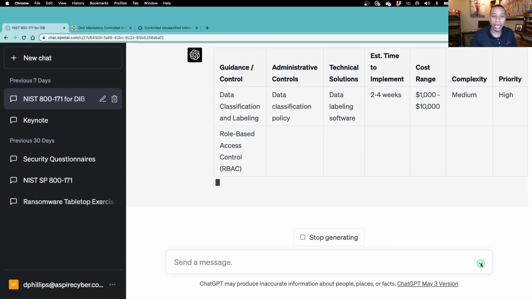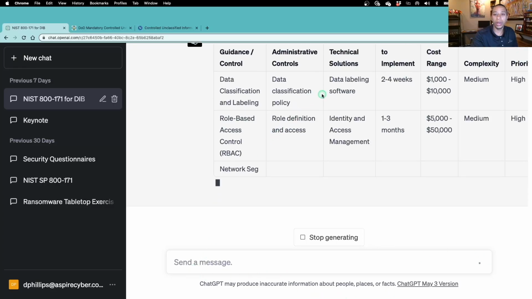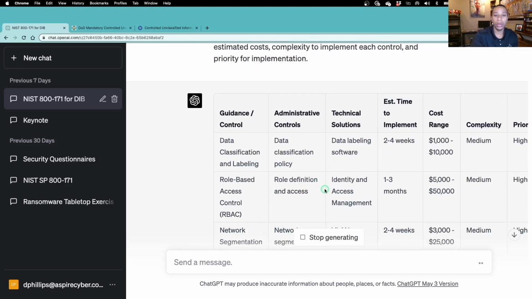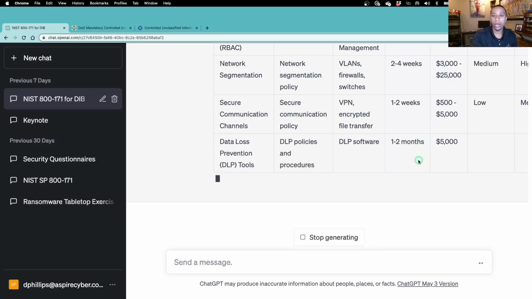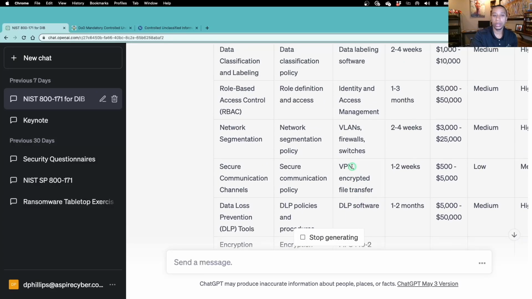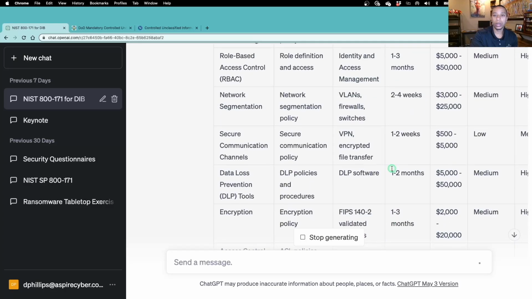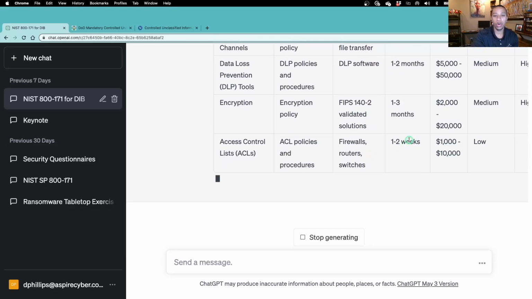All right, we're talking about data classification and labeling. So according to ChatGPT, there is software for data labeling. So we're going to probe a little further on that one. Role-based access control. So it's a broad range for that one in terms of price. Network segmentation. Data loss prevention. So ChatGPT is not giving me the specific names of solutions, which I'll follow up with a probe on that one.